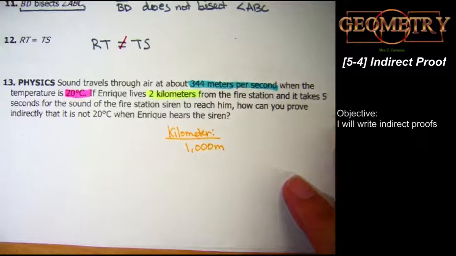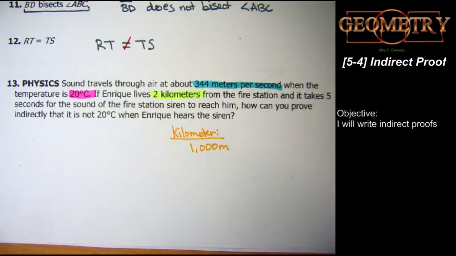So he lives 2 kilometers, maybe about a mile and a quarter, mile and a half away from the fire station. And it takes 5 seconds for him to hear the sound of the fire station siren when he's at his house. This means that he's at his house, he's got his buddy at the fire station, they're on the phone, his friend goes, okay, I'm gonna ring the bell in 3. And he goes, oh, I got my timer. 2, all right, I'm ready. 1, okay, right, click. And as soon as he went 1, he started his timer. Then he listened, and as soon as he heard the siren, he turned his timer off and 5 seconds had passed.